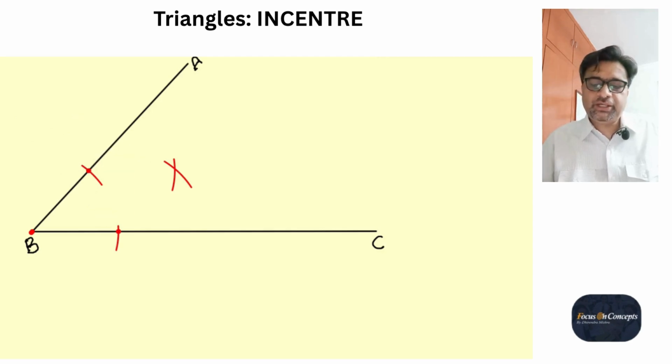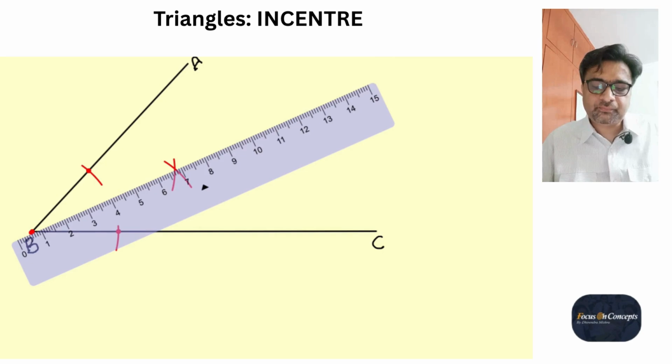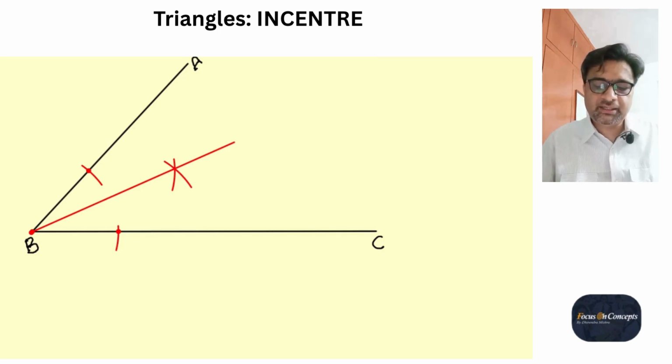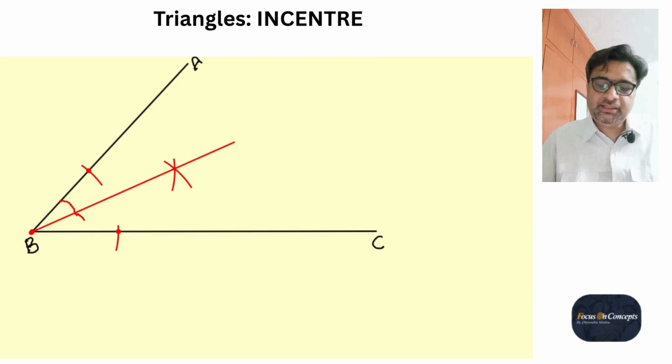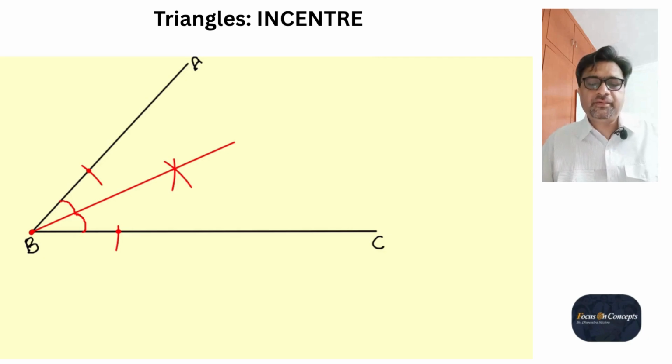So now that we have these arcs, let us join this point of intersection of the third and fourth arc with the vertex B, and this line is the angle bisector of angle ABC. So overall, ABC is the original angle that we have, and these two angles that we have now got are equal. Each one is half the original angle. That's what an angle bisector means.